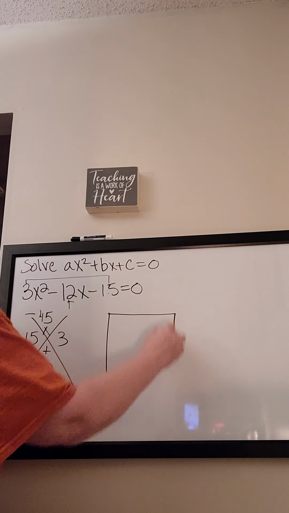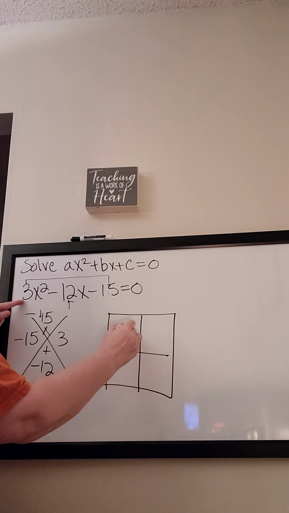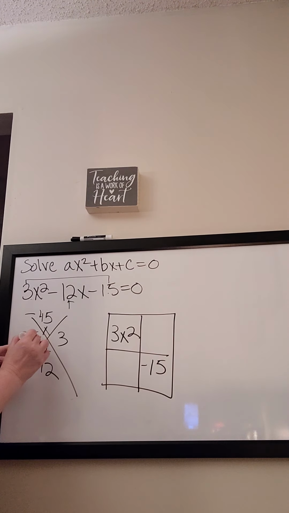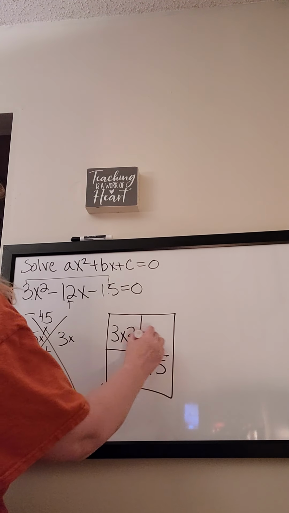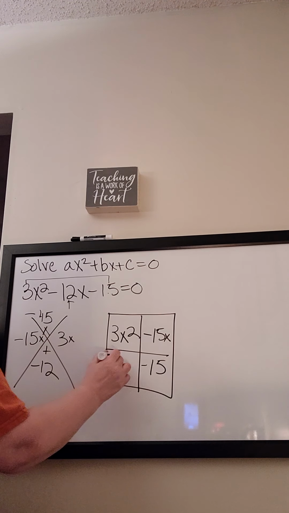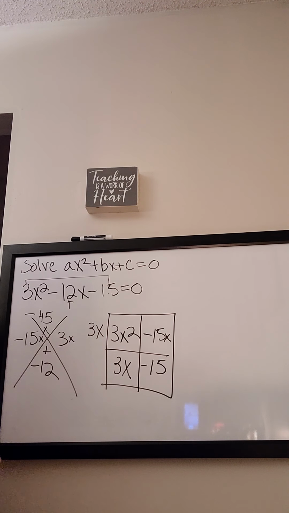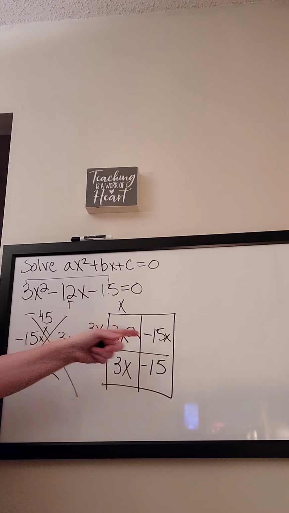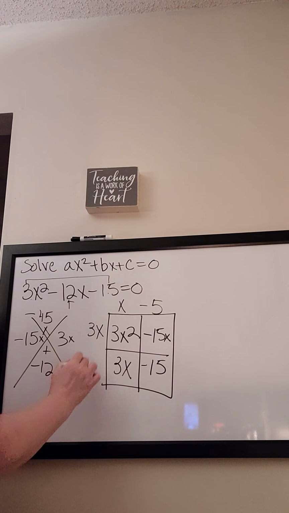So when I make my box now, I'm going to put 3x squared, the c, negative 15 here, and what we just found, I'm going to add x's to that and put that in the corner. So negative 15x and 3x. What do these two have in common? They have a 3x in common. How do we get from 3x to 3x squared? Multiply it by x. How do we get from 3x to negative 15x? Multiply by negative 5. From x to 3x is times 3, and negative 5 times 3 is negative 15.